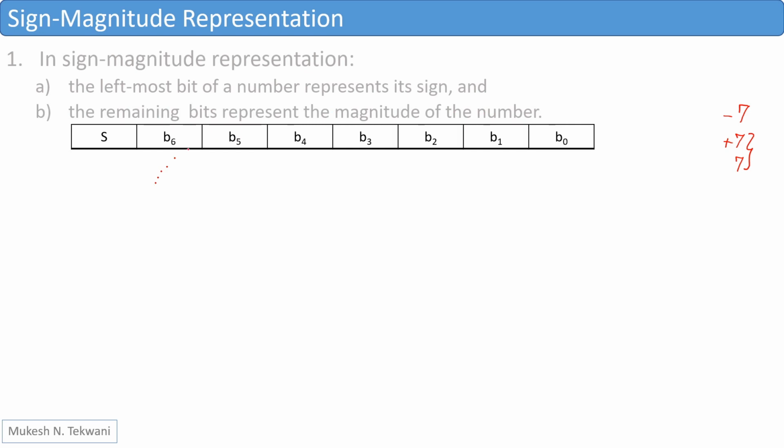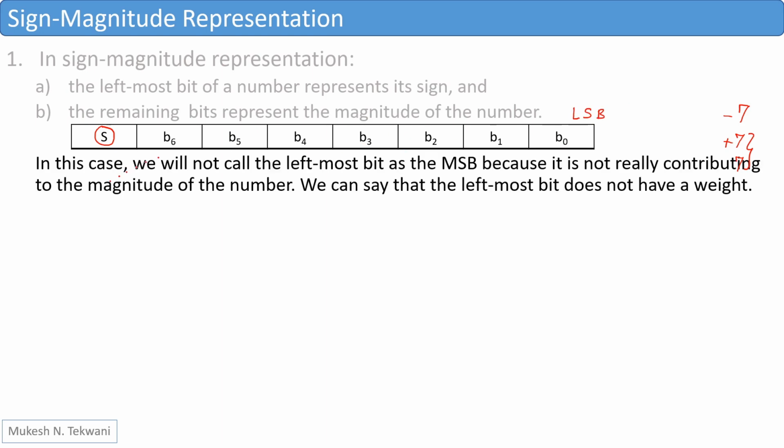So, as an example, supposing we have an 8-bit number, we have the bits B0, B1, B2, B3, and so on. In this particular number, the leftmost bit, which is shown as S, will be used to represent the sign of the number, and the remaining bits, that means bits from B0 to B6, will represent the magnitude.